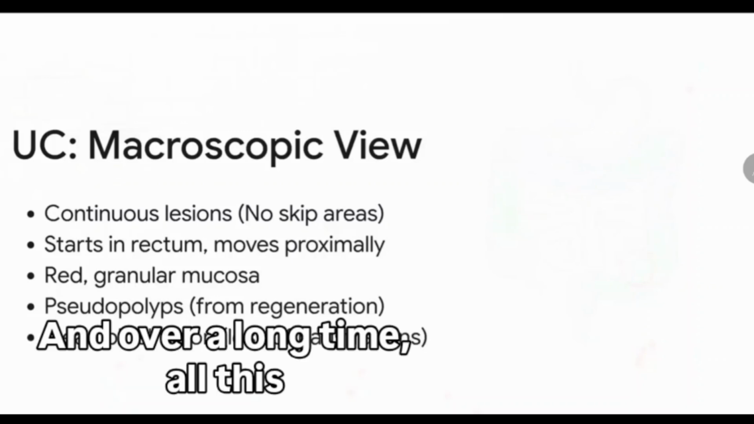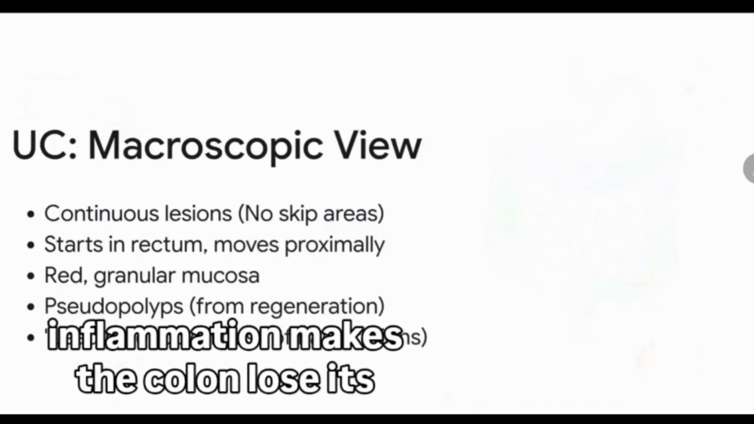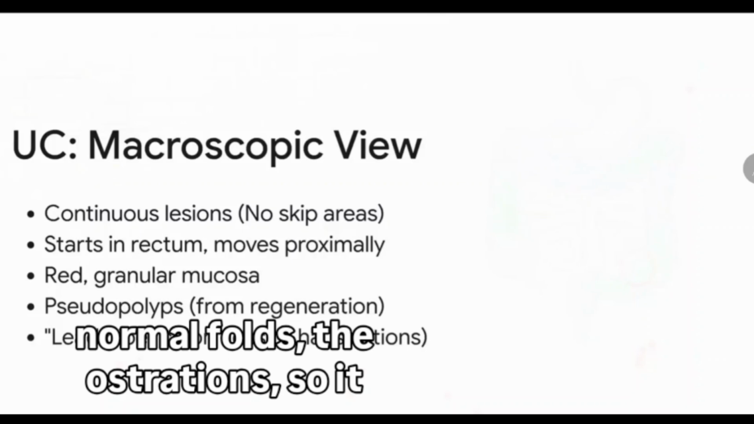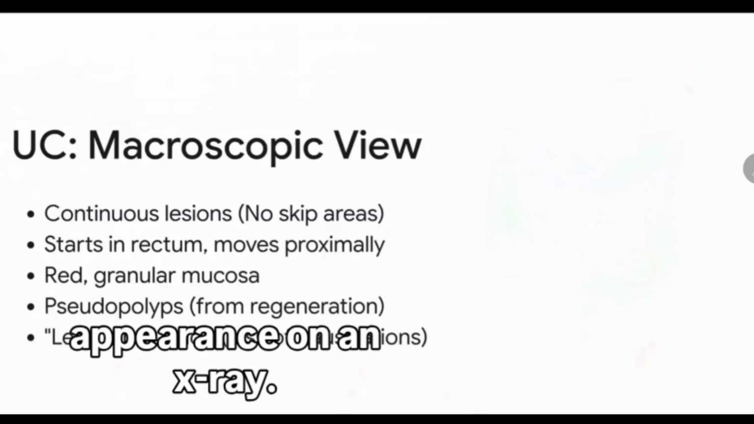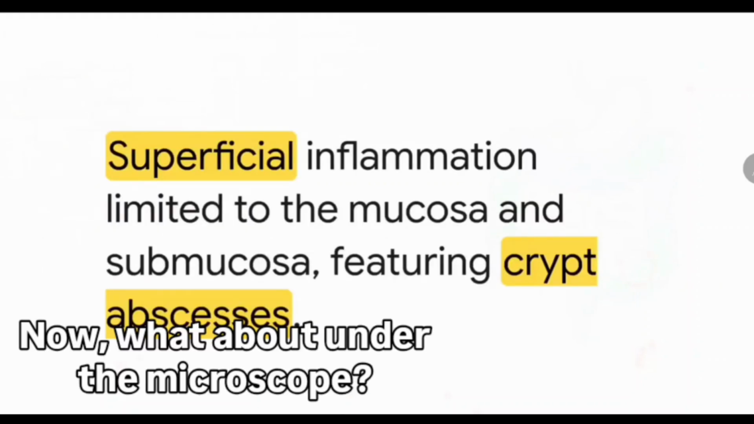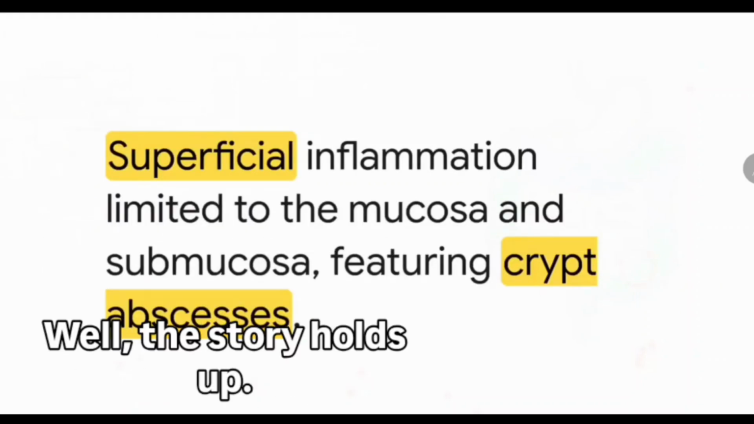And over a long time, all this inflammation makes the colon lose its normal folds, the haustrations, so it becomes smooth and rigid. This gives the classic lead pipe appearance on an X-ray. Now, what about under the microscope? Well, the story holds up.